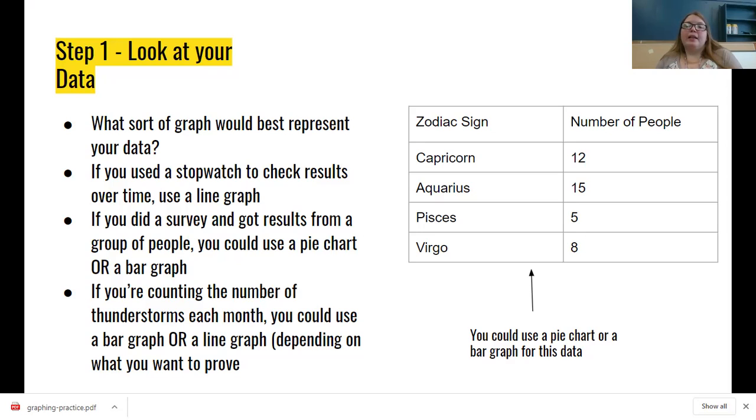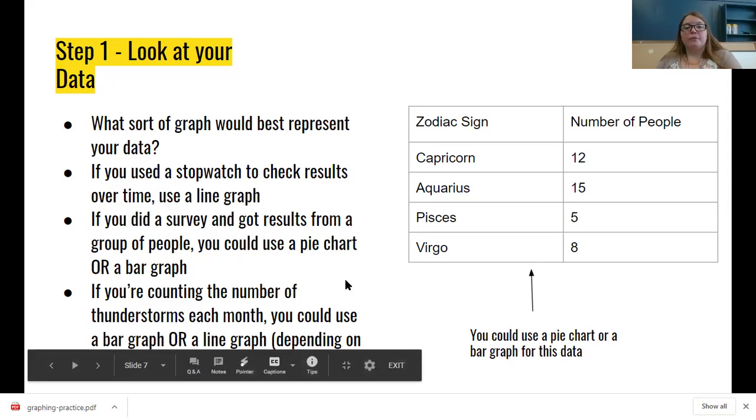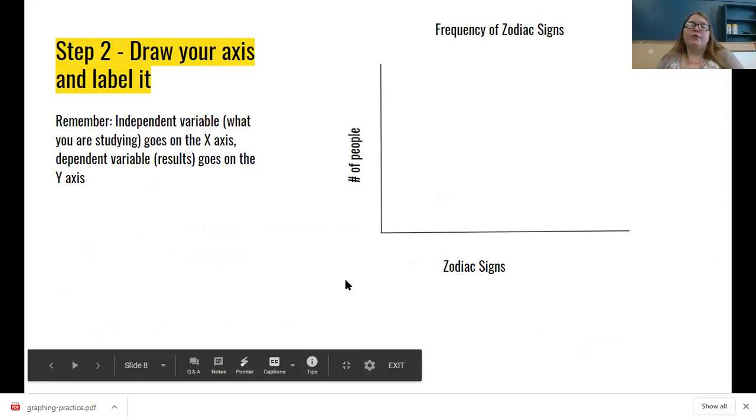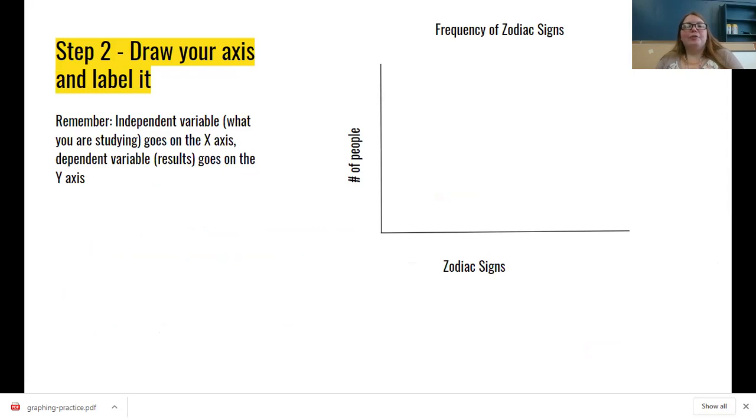So here's some sample data: zodiac signs, and the number of people who answered that they had those zodiac signs. We could use a pie chart for this data, or we could use a bar graph. Probably you're most comfortable with bar graph, so that's what we're going to look at first. The first step for your graph, or the second step, is to draw your axis and label it.